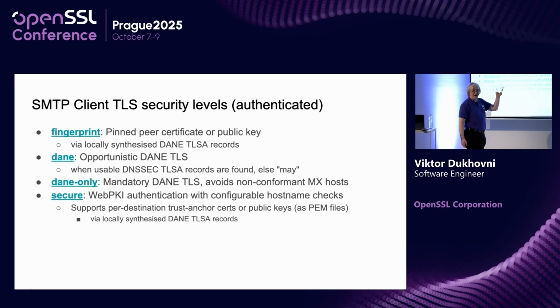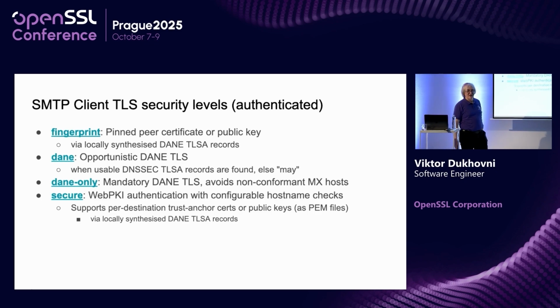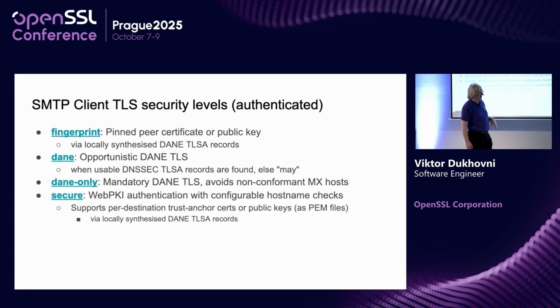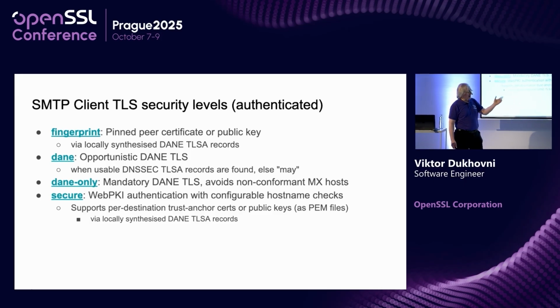Fingerprint, you can specify. I'm connecting to a server. I'm also its manager. I know what certificate to expect there. Here's the fingerprint. Otherwise, the connection's invalid. It of course supports DANE since 2014. Supports dane-only, which requires the server to have DANE. DANE is an opportunistic level. If the server has DANE TLS parameters, you do DANE. If it doesn't, you do normal TLS. dane-only requires the server to have it. Otherwise, the connection doesn't proceed. And then this is secure, which is a web PKI authenticated TLS.